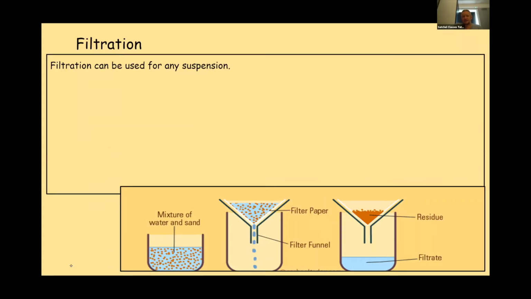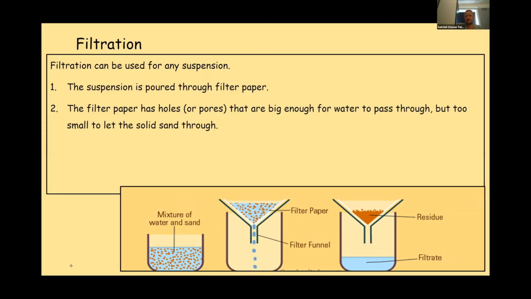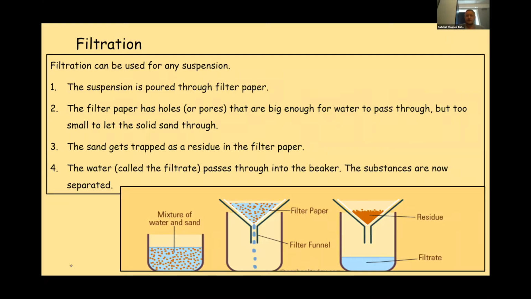Filtration can be used for any suspension. The suspension is poured through filter paper. The filter paper has holes or pores that are big enough for the water to pass through, along with any dissolved solids, but too small to let the solid sand through. It's a bit like trying to pour a jug full of marbles in water through a sieve. The marbles get stuck in the holes and won't pass through, but the water will pass through. The sand gets trapped as a residue in the filter paper, and the water, which we call the filtrate, passes through into the beaker. The substances are now separated, and as long as you've been careful about it, the water should be cleaned of all sand.